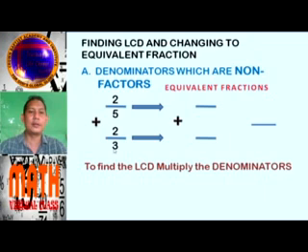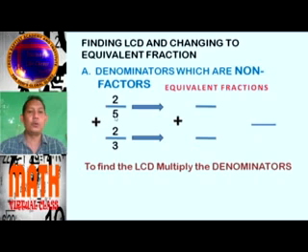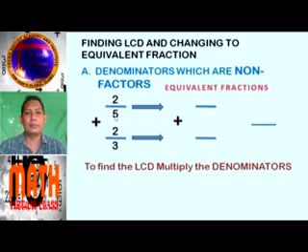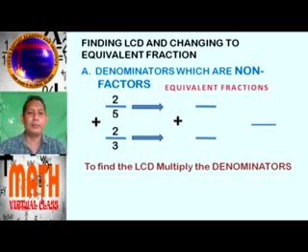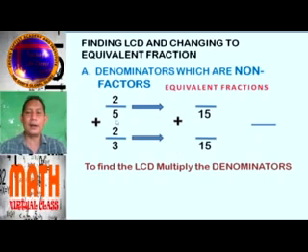So 2/5 plus 2/3. Now 5 or 3 here is not a factor of 5. The only factor of 5 is 1 times 5. The factor of 3 is 1 times 3. So to find the LCD of these non-factor denominators, you only have to multiply. So here are the steps. If you multiply 3 times 5, that becomes 15.